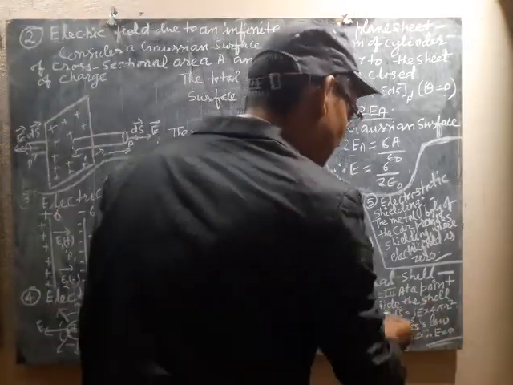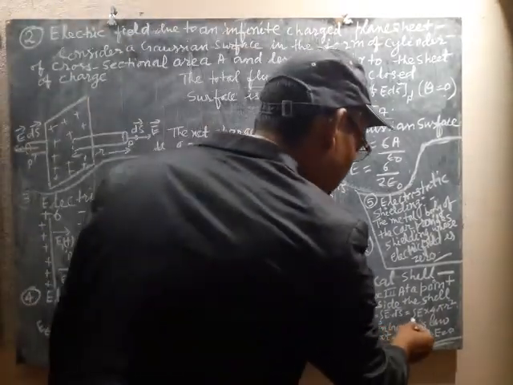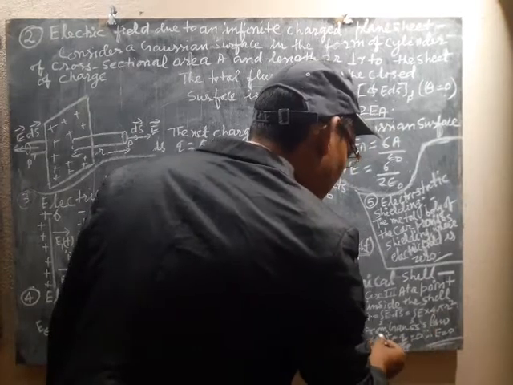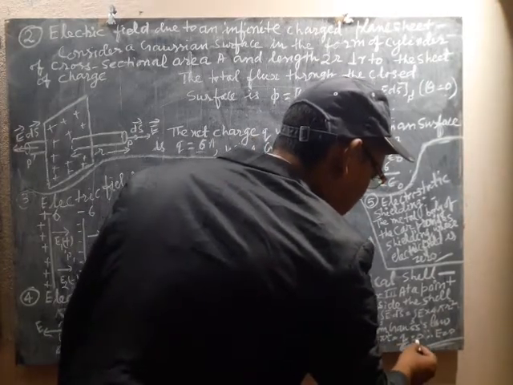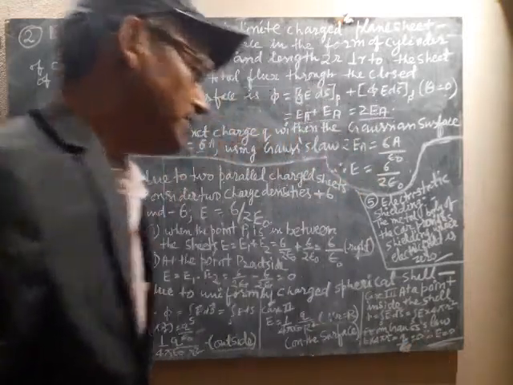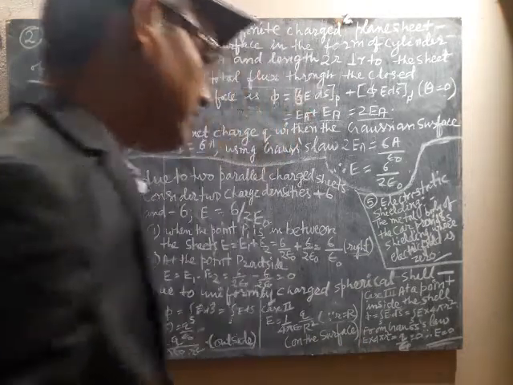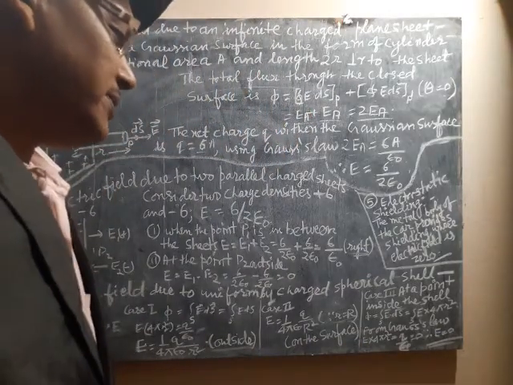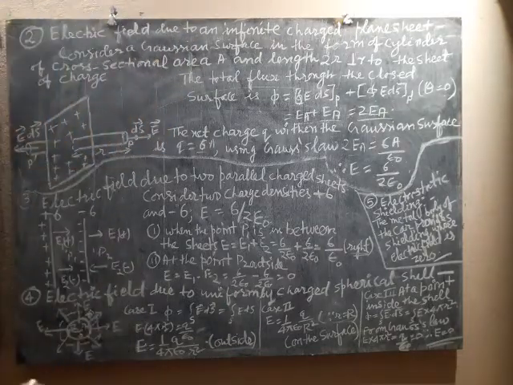At a point inside the shell, phi is equal to E into ds, E into 4 pi r square. From Gauss law, E 4 pi r square is equal to q by epsilon 0, and that is equal to 0 because the enclosed charge is 0. So at a point inside the shell, the electric field will be 0.